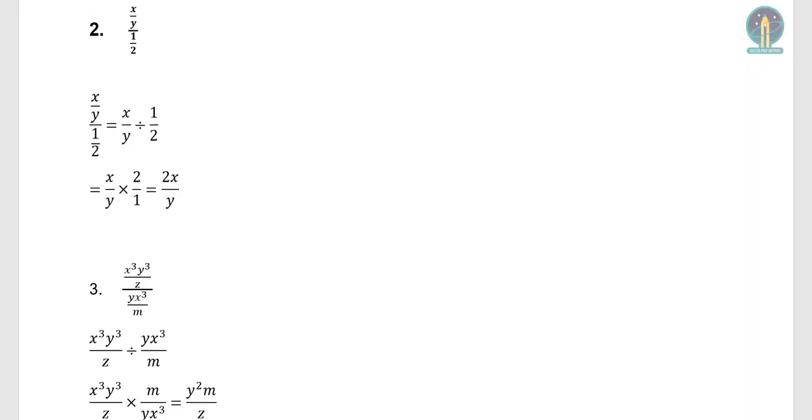Next example, x over y divided by 1 over 2. So again, rewrite it as the division of two fractions. So this is the same as x over y divided by 1 over 2, which is the same as x over y multiplied by 2 over 1, which is the same as 2x over y.